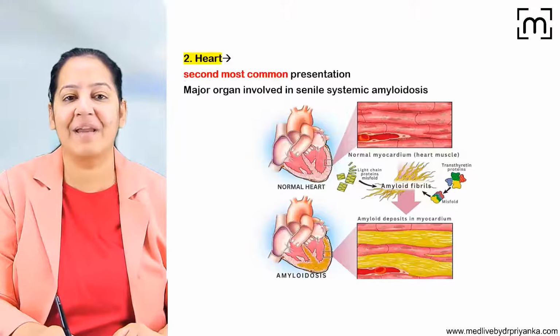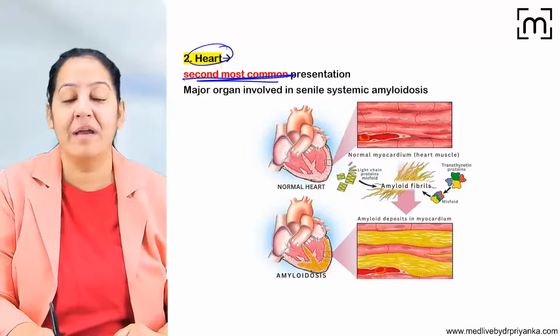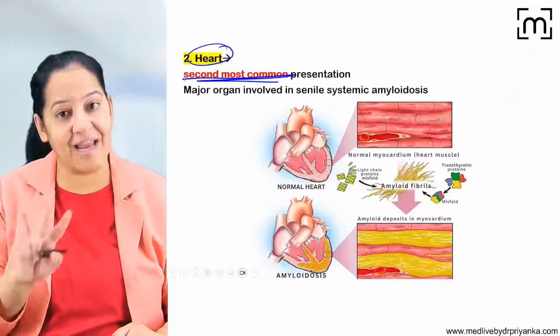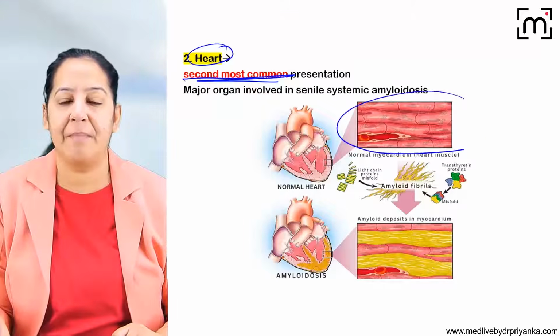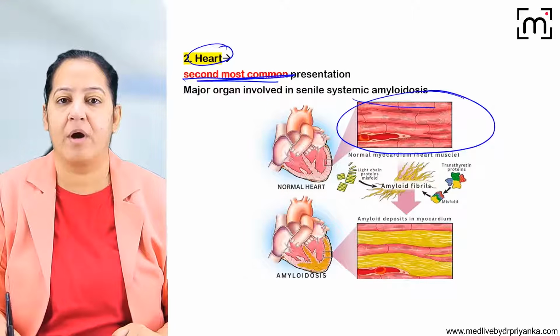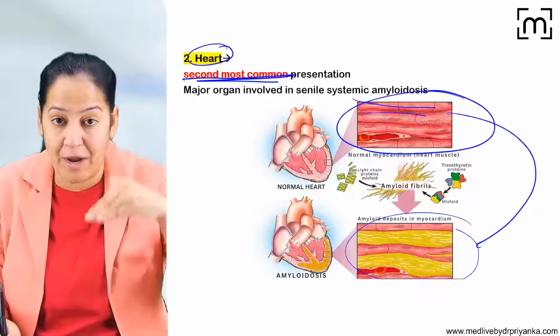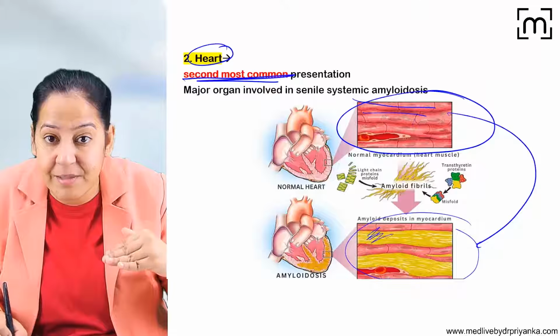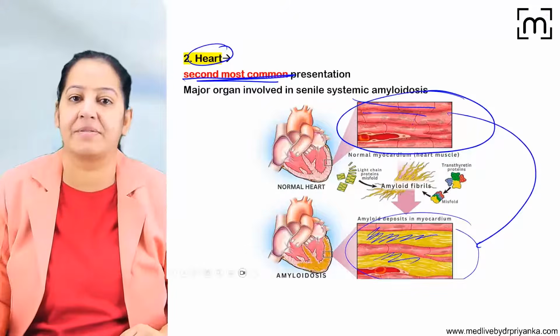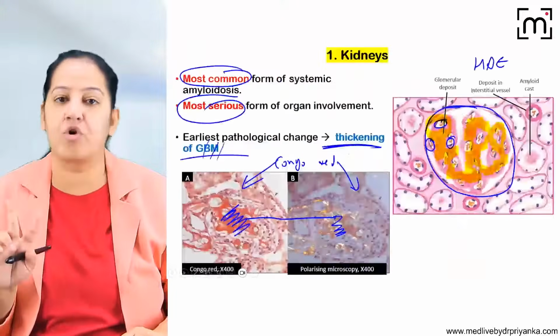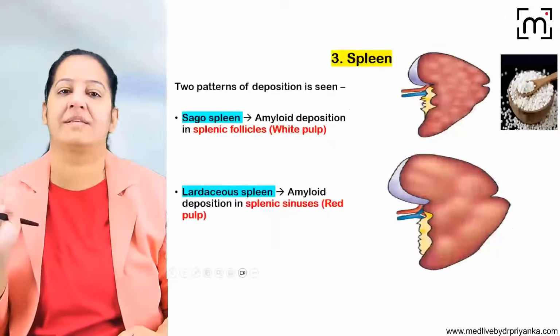Heart is the second most common organ which is involved. Kidney is the most common organ involved. Can you see these are the myocardium? These are the cells of the myocardium normally. And see here in amyloidosis, between the two myocardial cells, extracellularly, you can see these yellow deposits. This is amyloidosis. So here it is the second most common organ involved. Kidney is most common, heart is second most common.